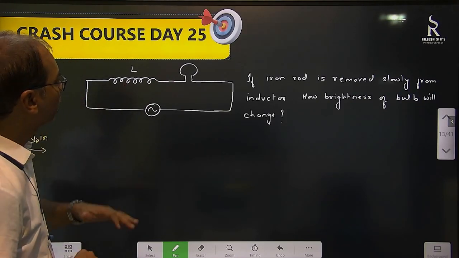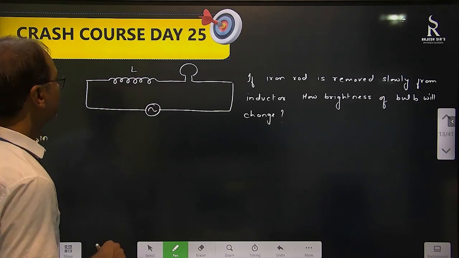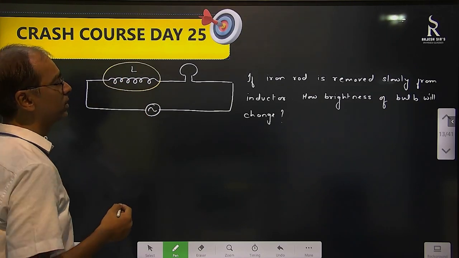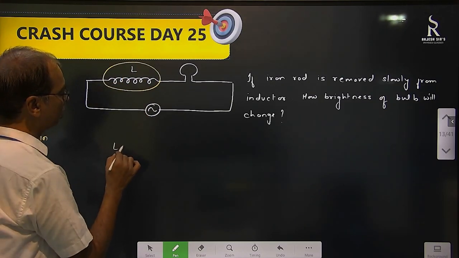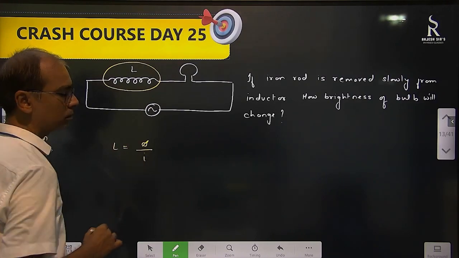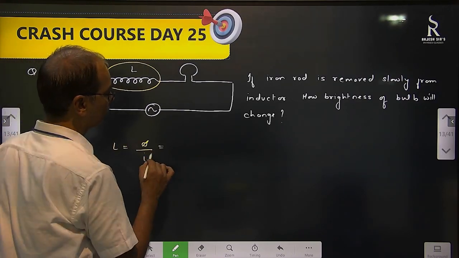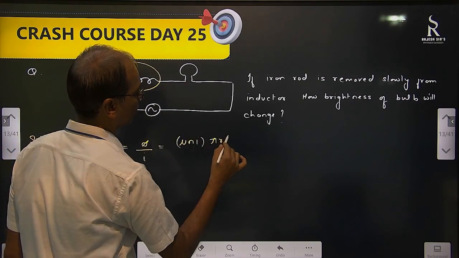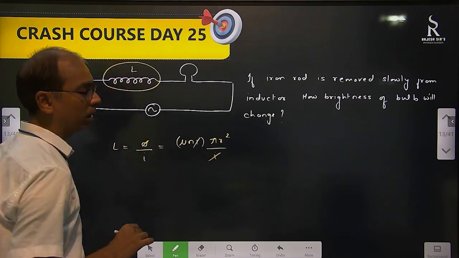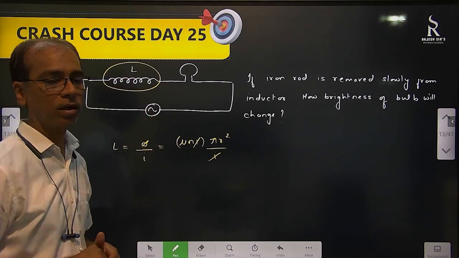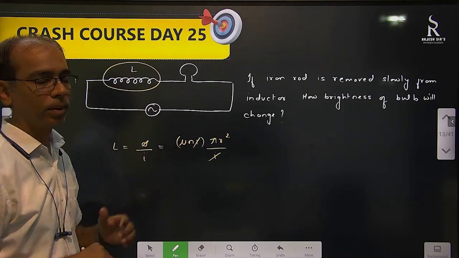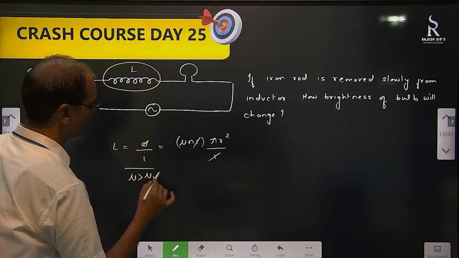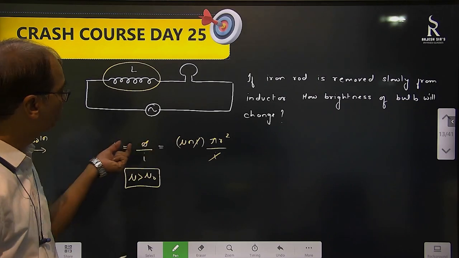First, when you are talking about the iron rod, what will be the magnetic field inside? Because if we talk about L, what is L? We said it's phi by I. Phi is mu N I into area, pi r square, by I. Now I am writing mu here, not mu naught, because the iron rod is there. So permeability became different, and mu is definitely more than mu naught. So when you have an iron rod, the L value is more.